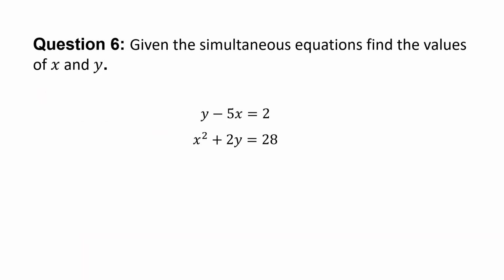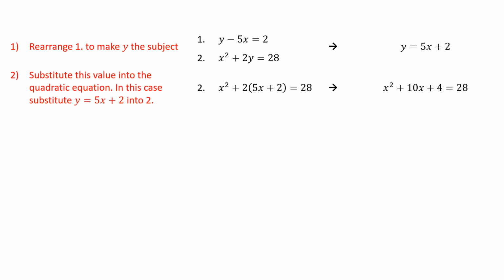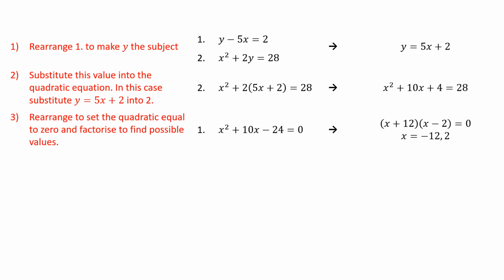And our last practice question, we have y minus 5x equals 2 and x squared plus 2y equals 28. So here we've got our x squared plus 2y equals 28. So here we need to make the whole entire equation in terms of x. So to do this, we're going to go to our equation 1 and we're going to rewrite the equation in terms of y. So we get y equals 5x plus 2, and we're going to substitute this into equation 2. So we're going to do this, we're going to simplify it, and we're going to set equal to 0.